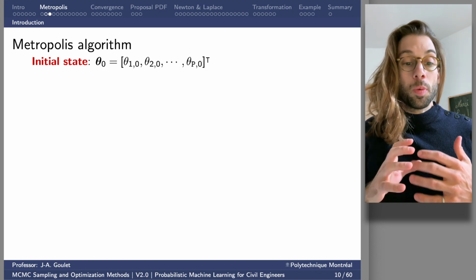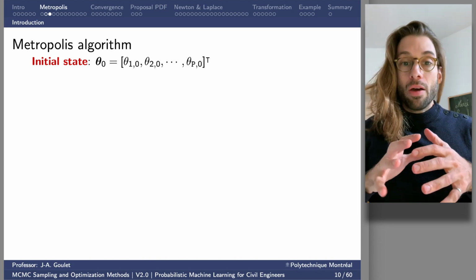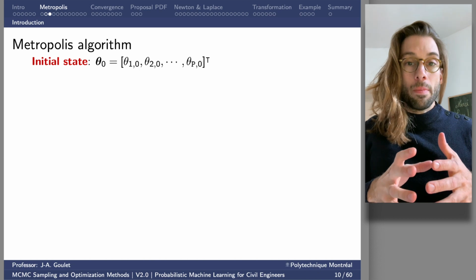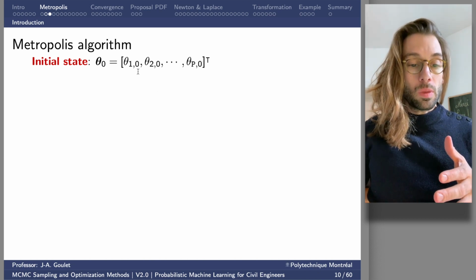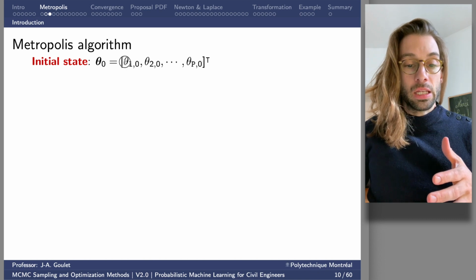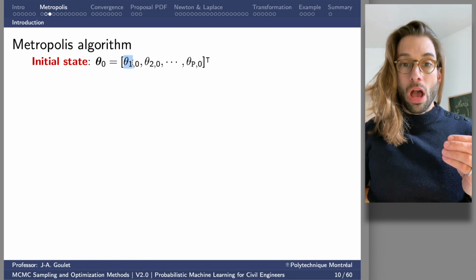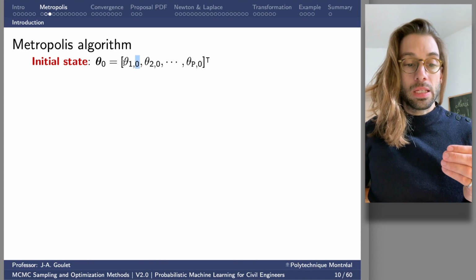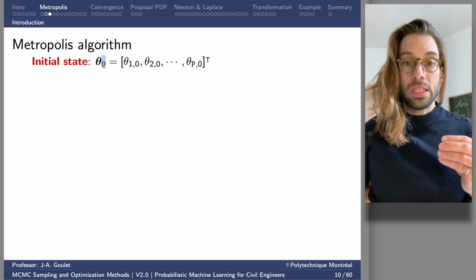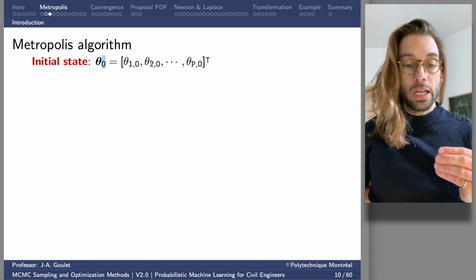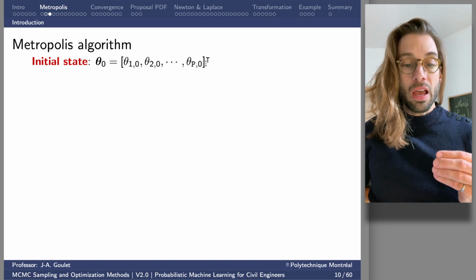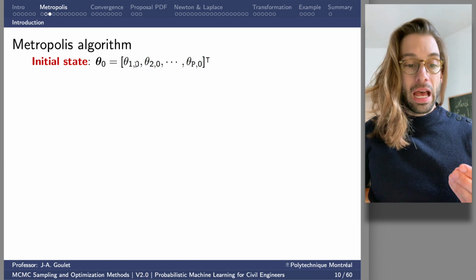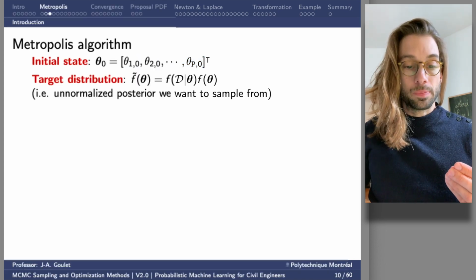So the Metropolis algorithm, okay? How does it work? We start from an initial state, theta 0, where the first parameter, the second parameter and so on up to the pth parameter, each with the subscript 0, means that I'm at my MCMC step 0. So this is my vector of parameters I'm trying to sample, and I'm here at my initial state.